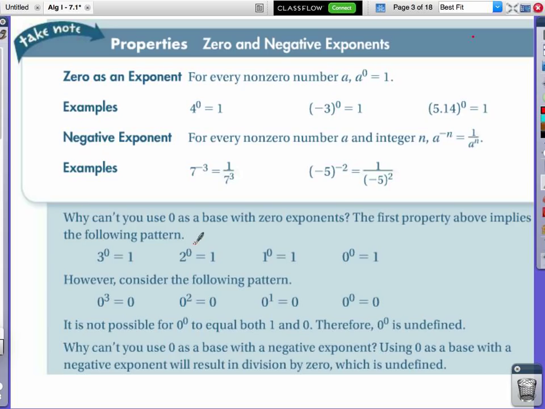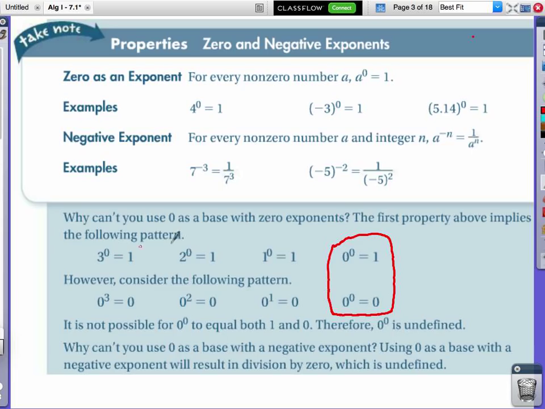So the thing I want you to focus on is with 0. 3 to the 0 power is 1, 2 to the 0 power is 1, 1 to the 0 power is 1. This one is what we're looking at. 0 to the 3rd power means 0 times 0 times 0, which is 0. 0 to the 2nd power is 0 times 0, 0. 0 to the 1st power is 0.